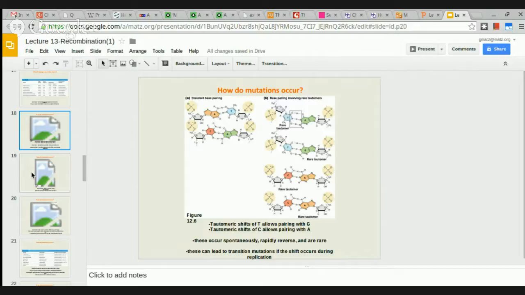Okay, now the most common change is called a transition, which is a mutation of a pyrimidine for a pyrimidine. So TA to CA is a transition. Those are the most common changes. There are mutagens or occasions where there's a transversion, for example, a GC to a TA. That's a transversion. Those are more rare.